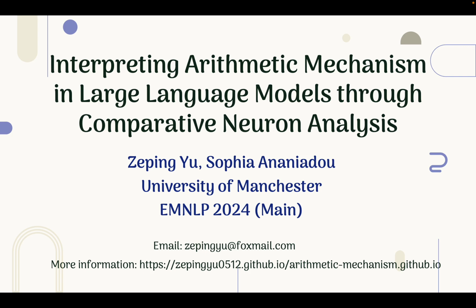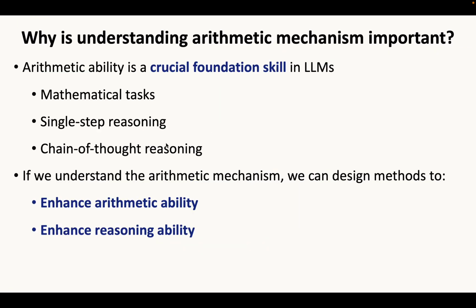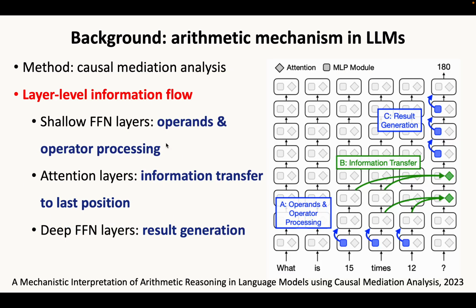The title is Interpreting Arithmetic Mechanism in Large Language Models through Comparative Neuron Analysis. Arithmetic ability is an important skill of LLMs, which can affect the reasoning ability. If we can understand the mechanism of arithmetic tasks, we can design methods to enhance the reasoning ability.